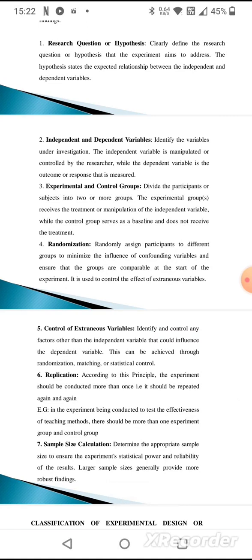Identify the variables which are under investigation. The independent variable is manipulated or controlled by the researcher, while the dependent variable is the outcome or response that is being measured. Got it?